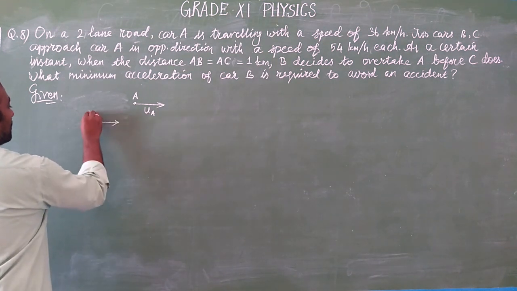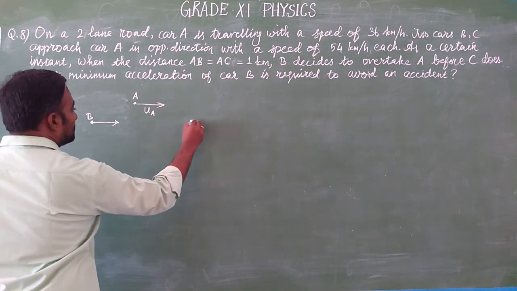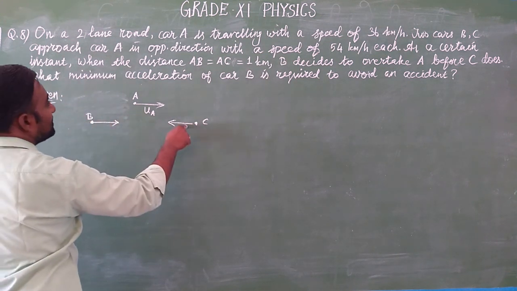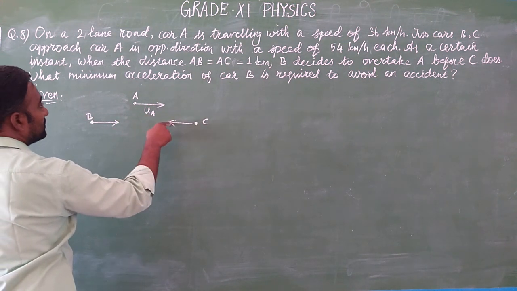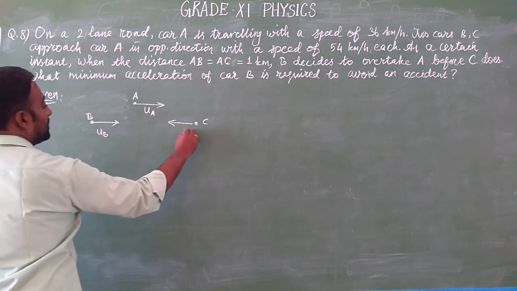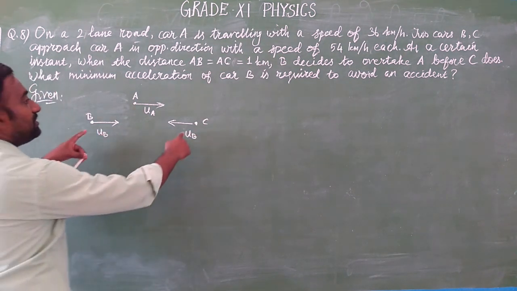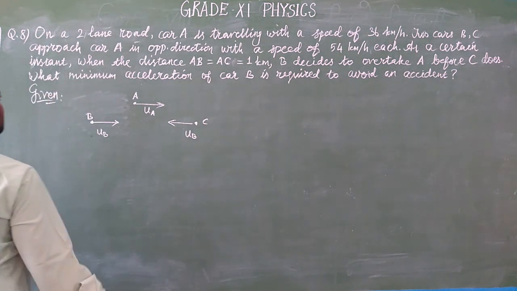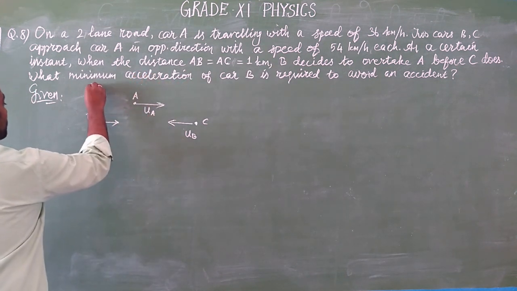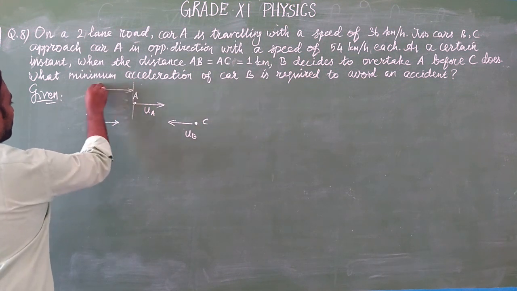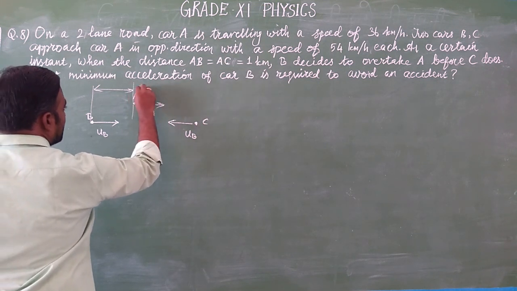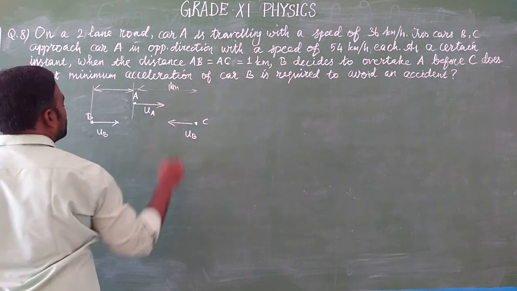Car B approaches A, and C also approaches A. Cars B and C are moving in opposite directions, with speeds UB and UC, both the same, 54 km per hour each. At a certain instant, the distance AB and the distance AC are each equal to 1 km.